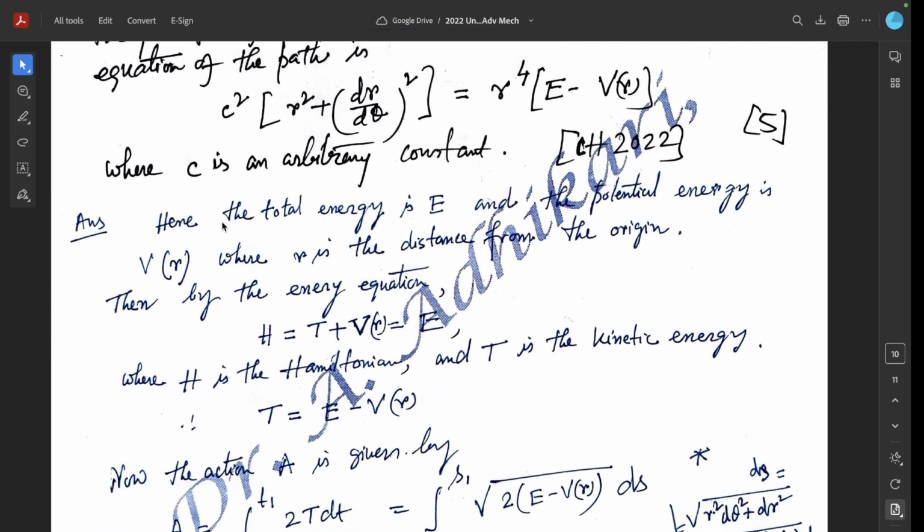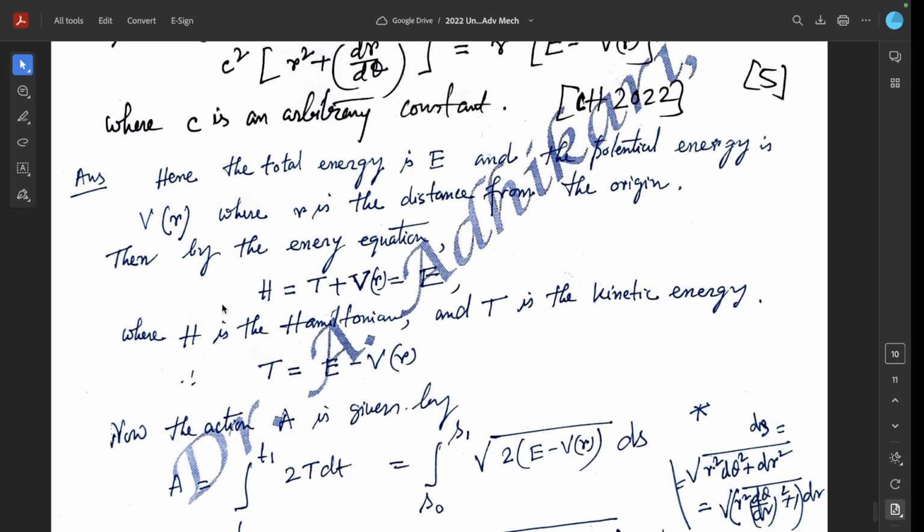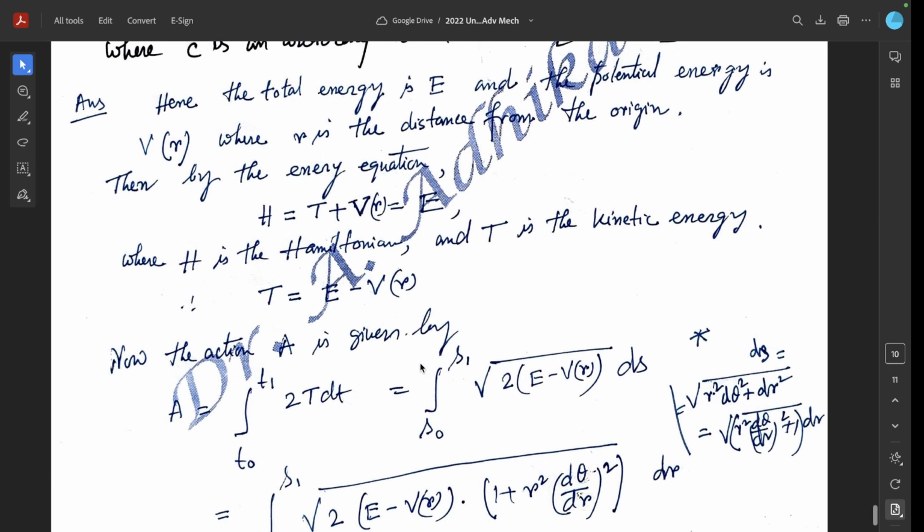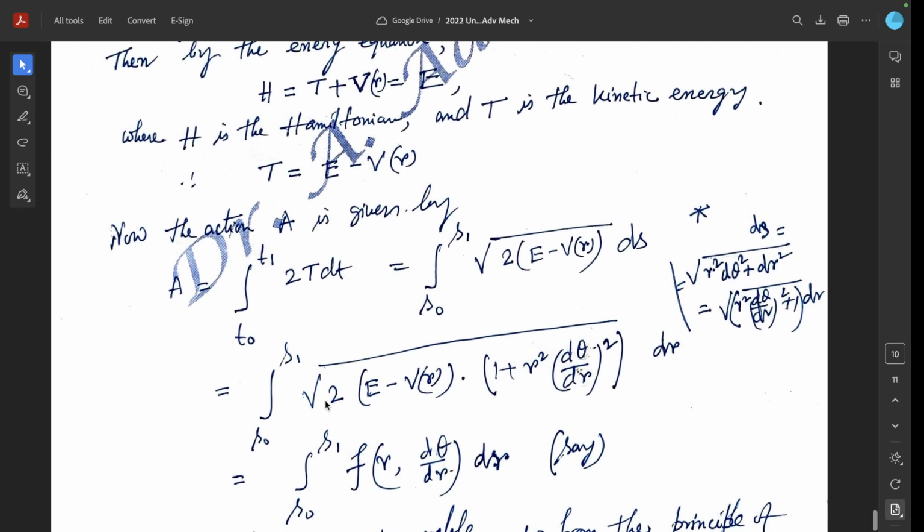Question D. Here the total energy is E and the potential energy is V(r), a function of r, where r is the distance from the origin. Then by the energy equation, H is equal to T plus V(r). H is independent of time t, and this is equal to the total energy E. T is the kinetic energy, and T equal to E minus V(r). Now the action A is given by A equal to the integral from t0 to t1 of 2T dt, and this is the integral over s from s0 to s1 of 2 times the square root of E minus V, into ds.